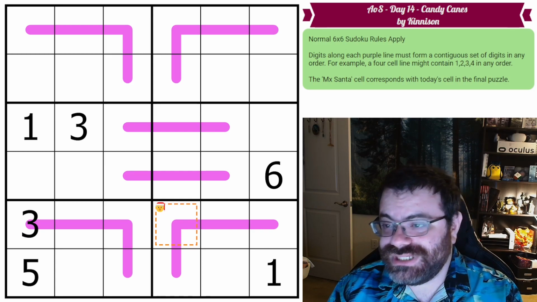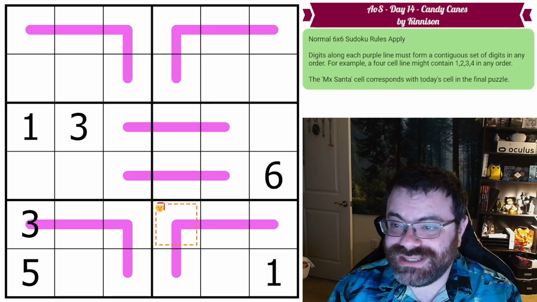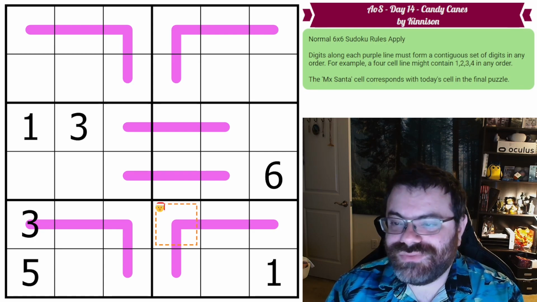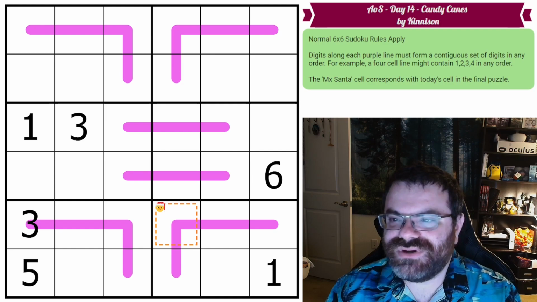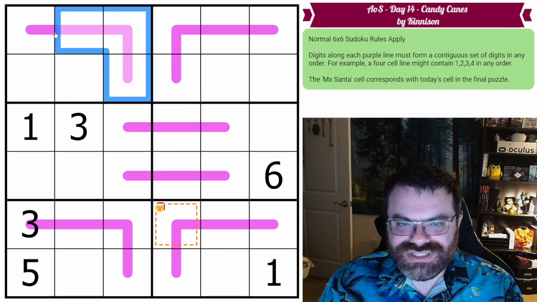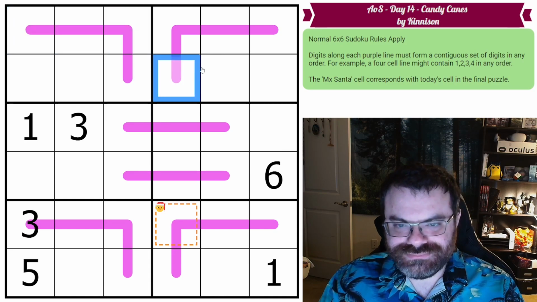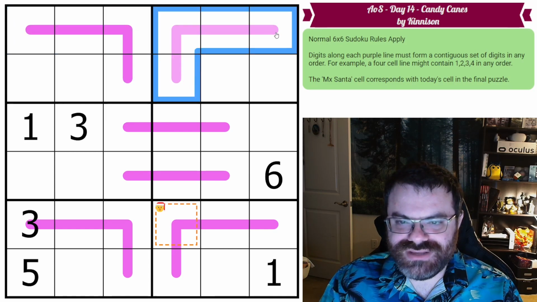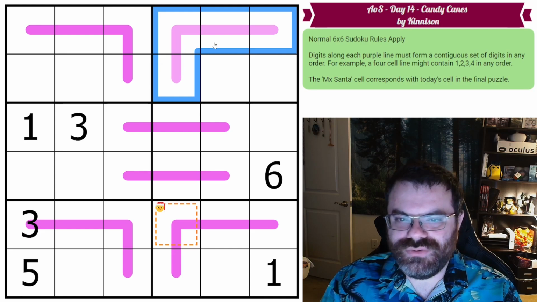I'm going to do day 14, which is called Candy Canes. This is by Kinnison. And so we have normal 6x6 rules. In addition, we have what are called Ren bands. So these are these lines in the grid, these purple lines, and what those mean is that we have to place digits on them that are all consecutive, but they can be in any order.